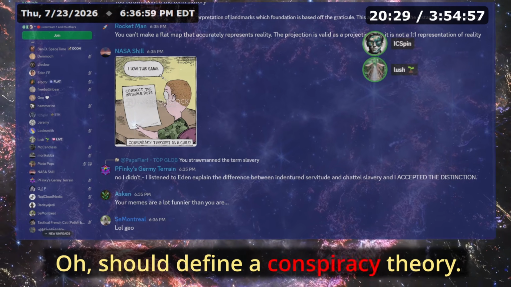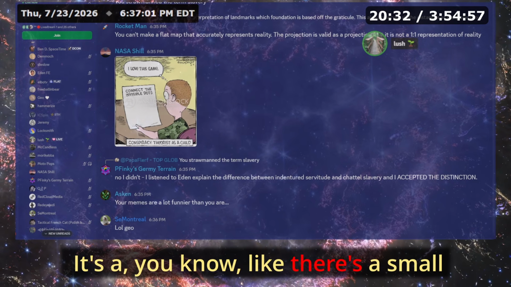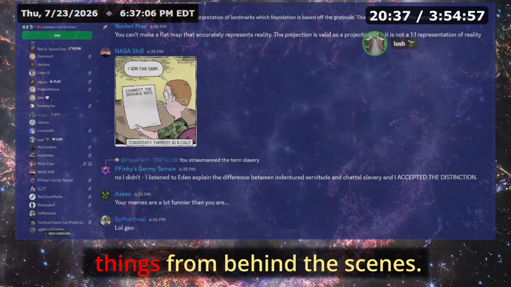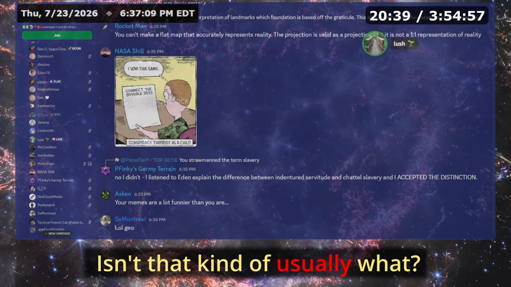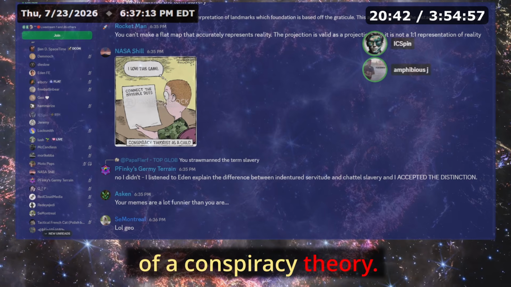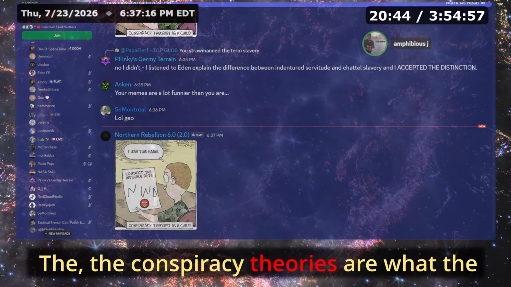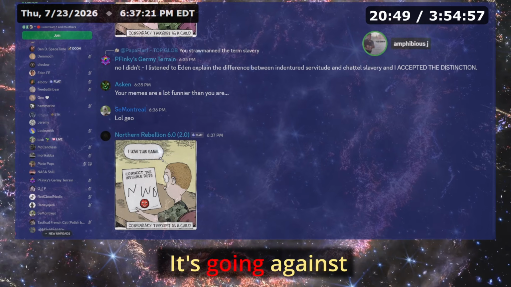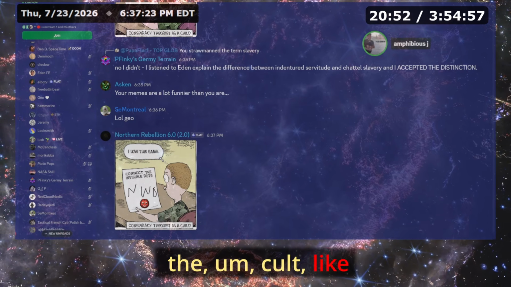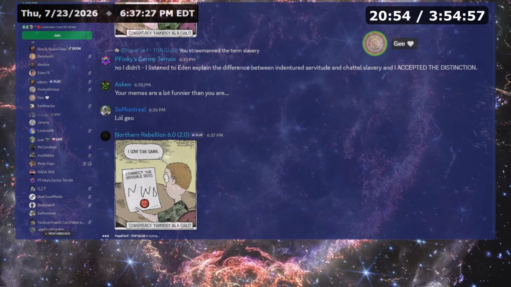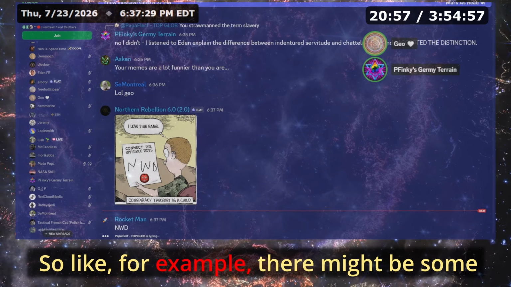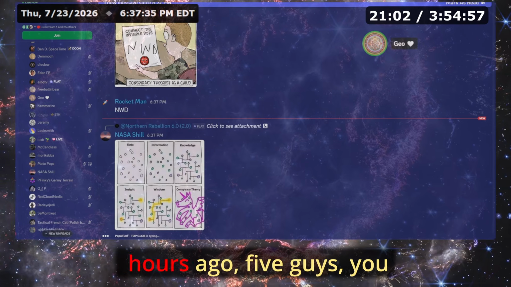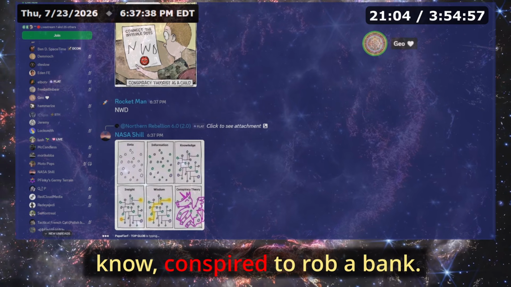Oh, we should define a conspiracy theory. It's like there's a small group of people that don't wish us well, and they're controlling things from behind the scenes. No, that's an example of a conspiracy theory. The conspiracy theories are what the mainstream narrative isn't, right? It's going against the establishment bootlickers. Yeah, I guess that's a good definition. There might be some people that just 12 hours ago, 5 guys, conspired to rob a bank.